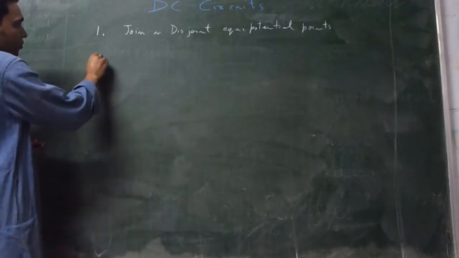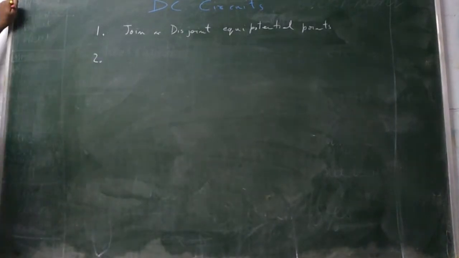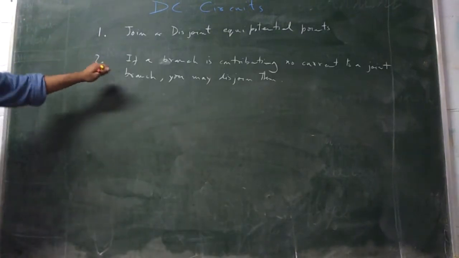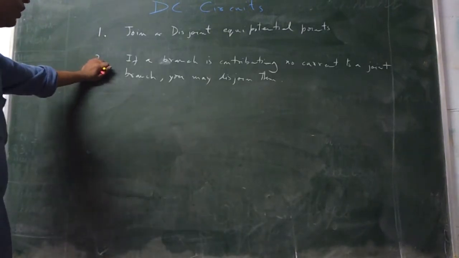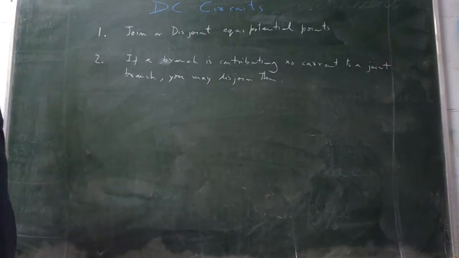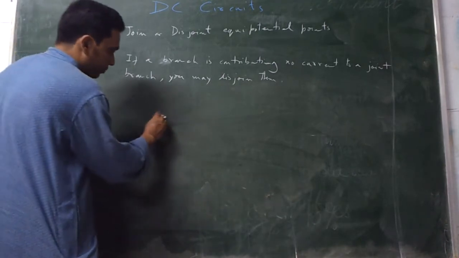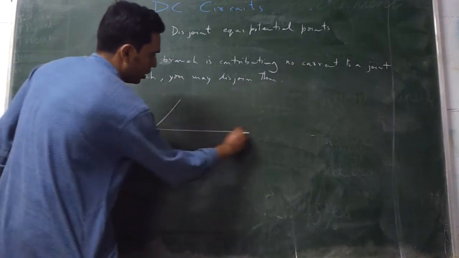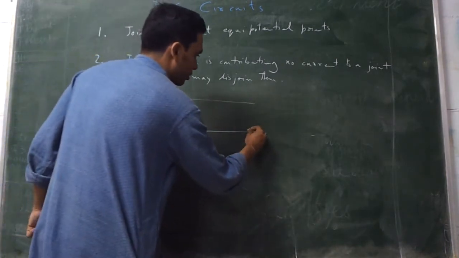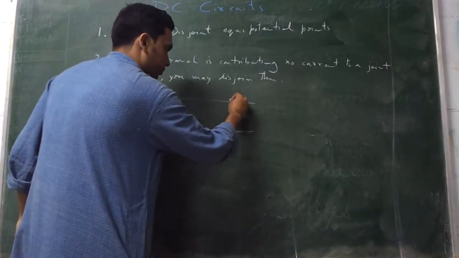Another concept which is very often used in IIT problems, I think it has come most of the time in IIT problems, is if a branch is contributing no current to a joining branch, you may disjoin the branches. Let us see an example. Again I am drawing a very common circuit. You can get any circuit on these concepts.